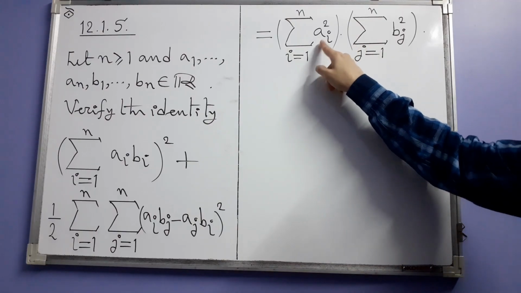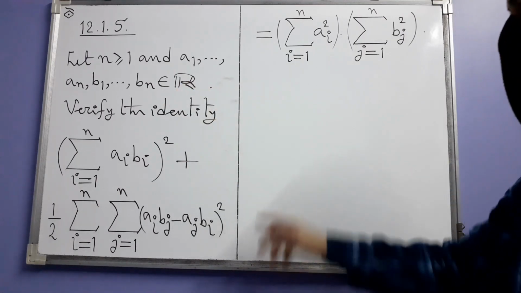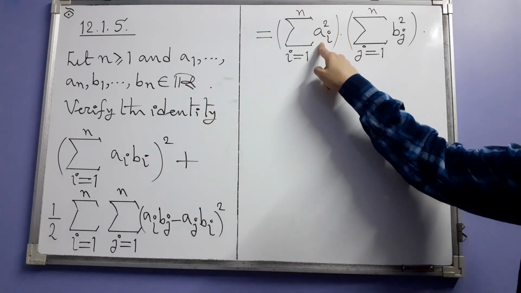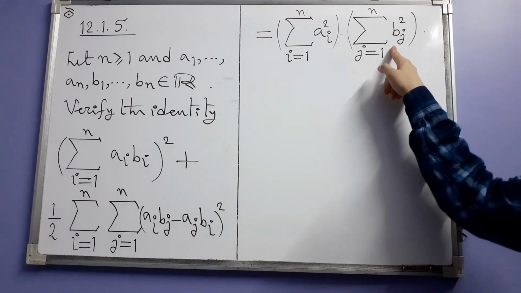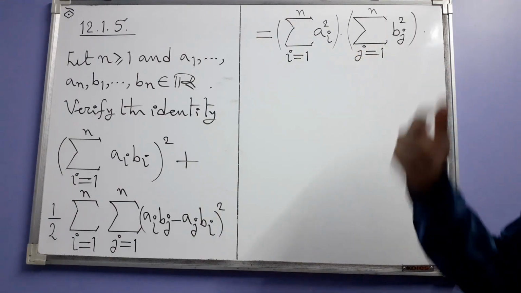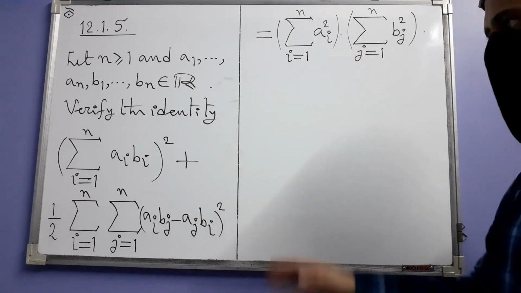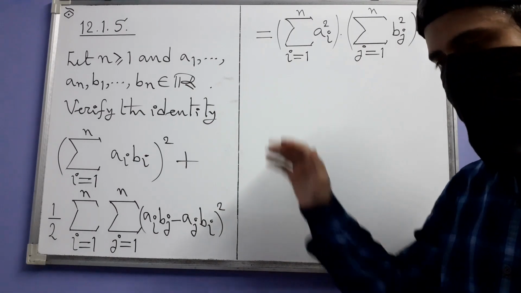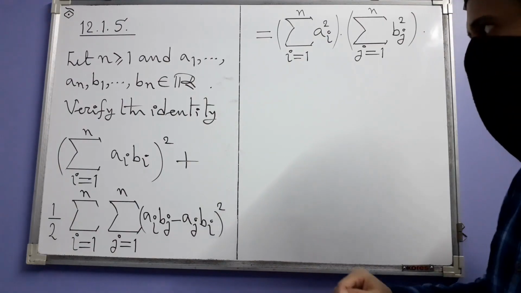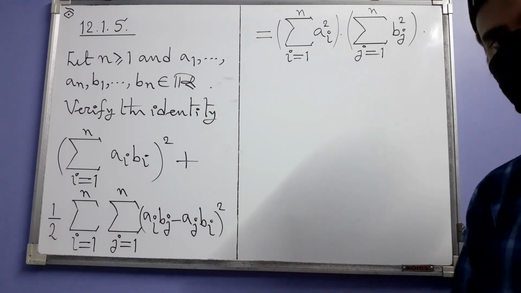Each sum is a sum of squares of these numbers. One of them has the ai squares and the other one has the bj squares. And of course, again, i and j both vary from 1 to n independent of each other. Actually, this is not the entire exercise. There are other things also after this. But let us first verify this identity itself, and then we will see the other parts.